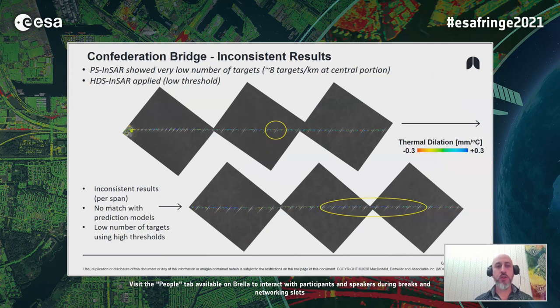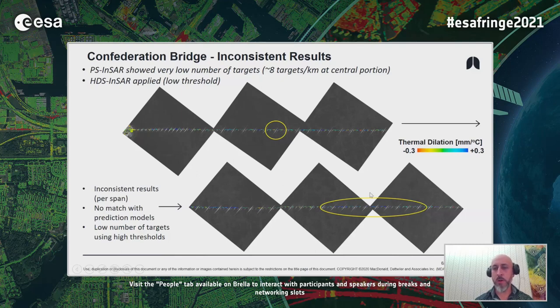In this case, we started using PS InSAR. Unfortunately, we found a very low number of persistent targets, around 8 targets per kilometer, and those targets didn't have the best quality. We applied homogeneous distributed scatterers and a low threshold to observe if we could obtain this component of thermal sensitivity. We were able to capture some of that information properly, but in general, it's inconsistent.